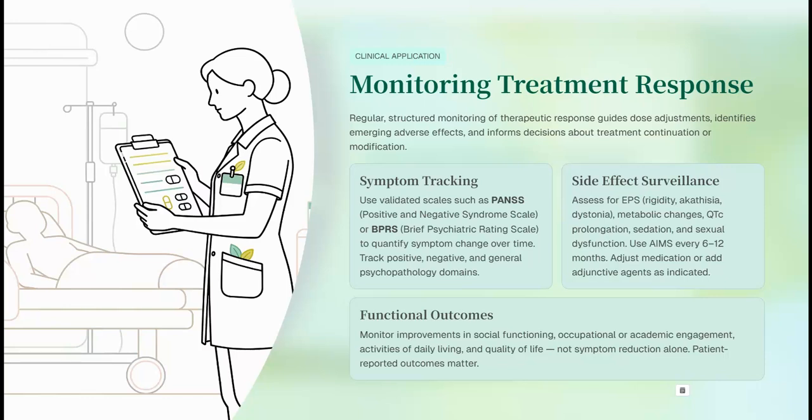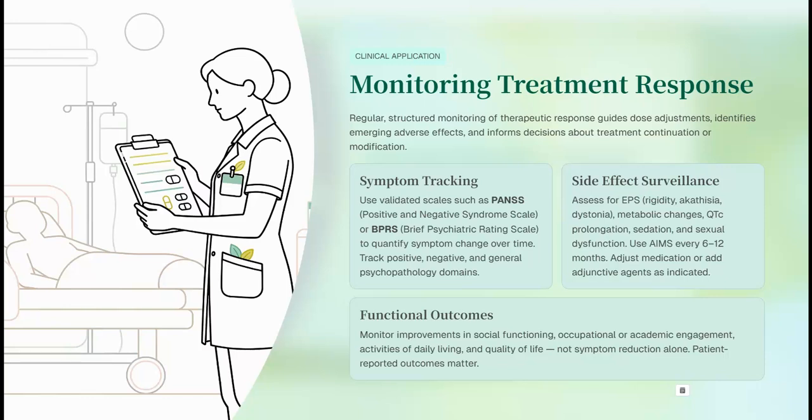These often go unreported unless you ask them if they're having them. Not QT prolongation, of course, you need an ECG, but ask if they're really sedated all the time from the medication or having any sexual side effects. Use the AIM scale every 6 to 12 months as a standardized check and document it. If side effects emerge, you have options. You can adjust the dose, you can change medication, or you can add a medication like benztropine.